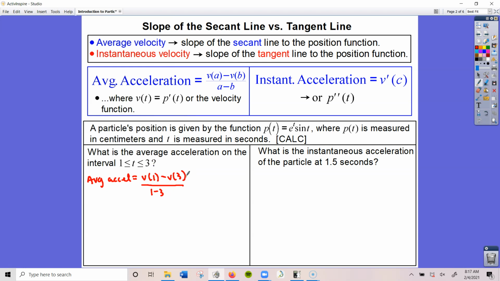Now, this is the velocity function, and I am given the position function. So in order to find the velocity function, we need to find the derivative of the position function. So this would be a product rule question. So the derivative of e to the t is e to the t, and then times sine t, plus, now leave e to the t alone, and the derivative of sine, which is cosine of t. So this is what I'm going to now graph on my calculator.